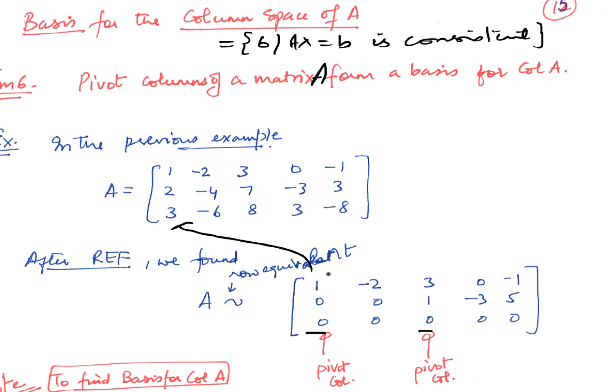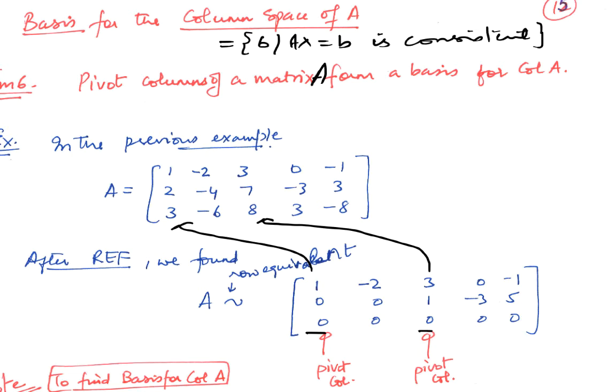So the first column was the pivot column of the row equivalent matrix. That means you pick up the original column of the original matrix. And similarly, the third column, which was the pivot column of the row equivalent matrix, you look at the equivalent part of the original matrix A. So these two will actually become the basis set for the column space of A.